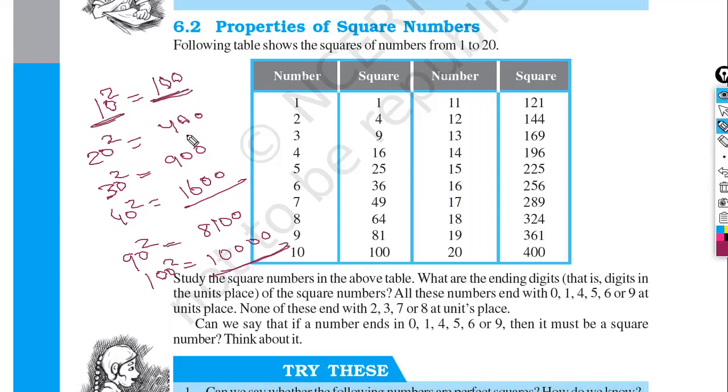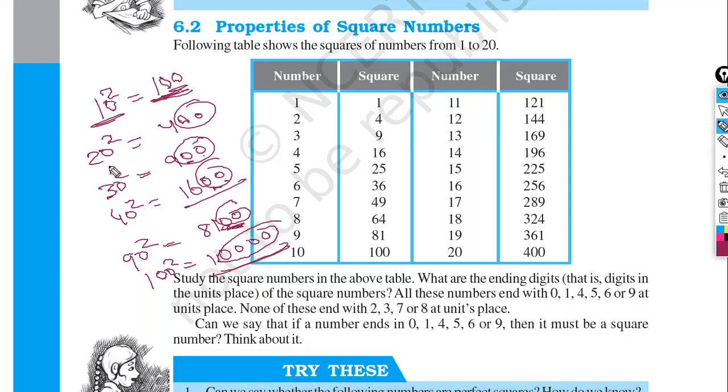Here if you notice one thing, 10 square equal to 100. Here you find the number of zeros: 2 zeros, and here 4 zeros. Okay, so if a number has 2 zeros, then it can be a square number. Okay, if a number has 2 zeros, at the 1 place and 10 place, then we can say there is a possibility that the number may be a square number.